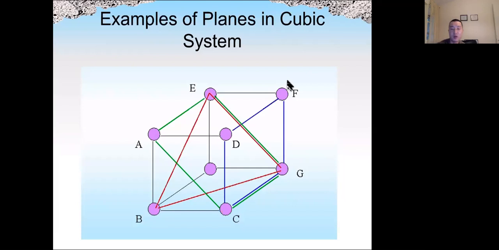Here is an example of planes in a cubic system. Planes could be B, E, G, which is a right angle, or A, E, G, C is another plane, or E, C, G, F is another plane. So for certain crystal materials, we have several planes with a fixed distance.